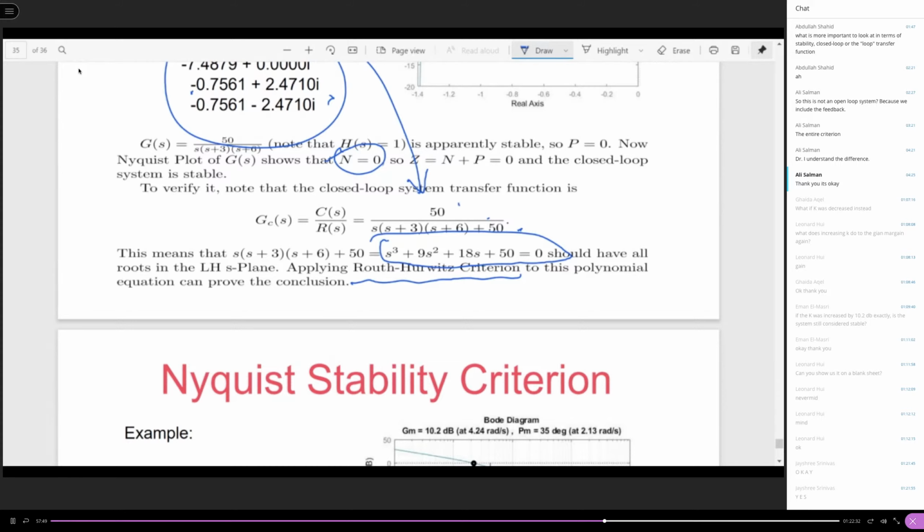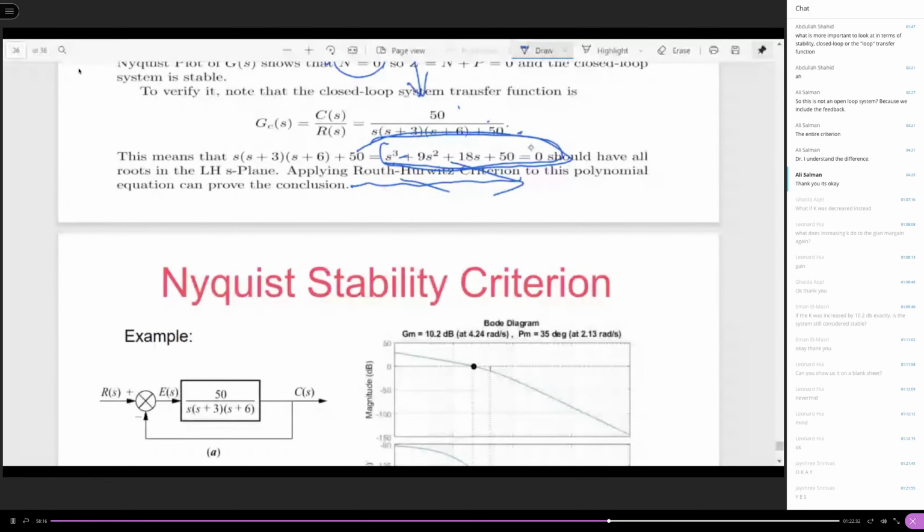Okay, you use a Nyquist stability criterion to predict that a closed loop system is stable. Then you apply the Routh-Hurwitz criterion to this closed loop transfer function denominator polynomial equation. You're going to get the same conclusion. The conclusion must be the same, right? So you can use these two criteria to verify each other. Make sure you do that after the class.